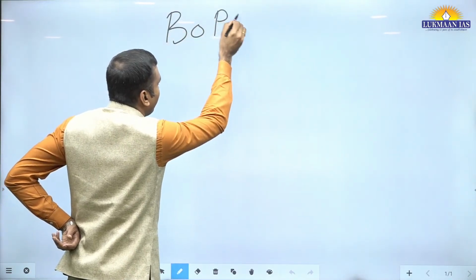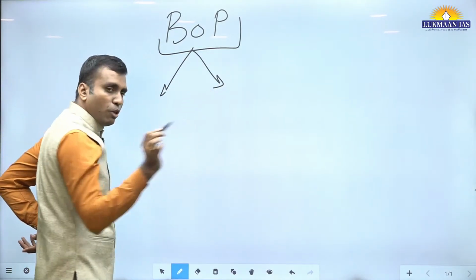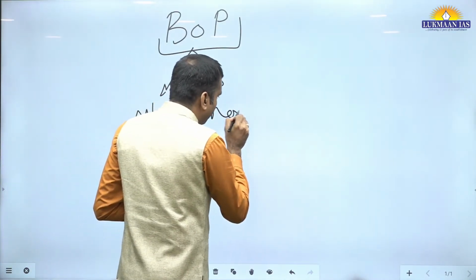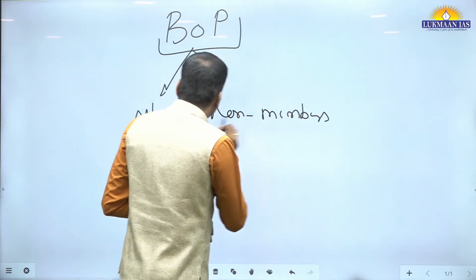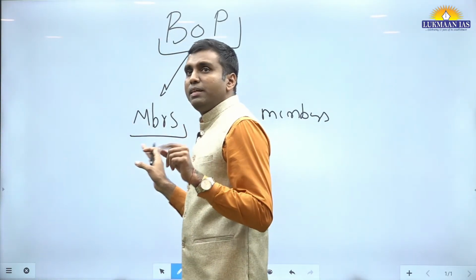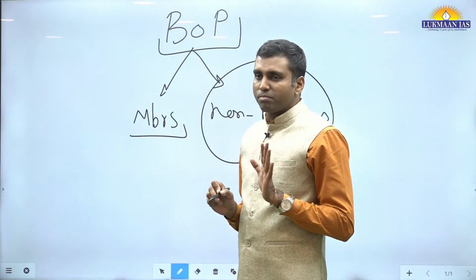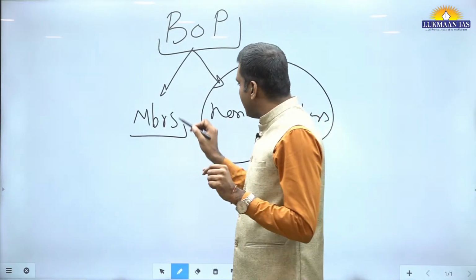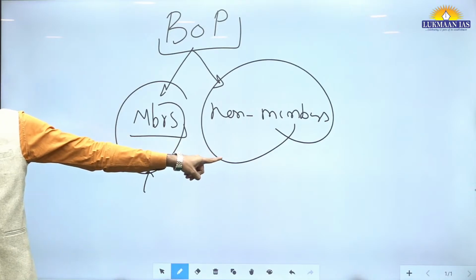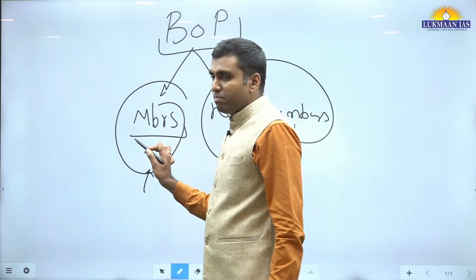I am using the word breach of privilege. This breach can be done by two types of individuals, two types of group of people. I am using the words members and non-members. When I am using the word members, it means legislators, MLAs and MPs. When I am using the word non-members, it means those who are not MLAs or MPs. Our scope of discussion will be on the members. We will not be discussing the non-members. So keep that in mind.